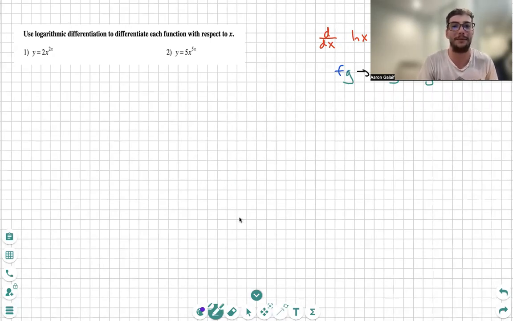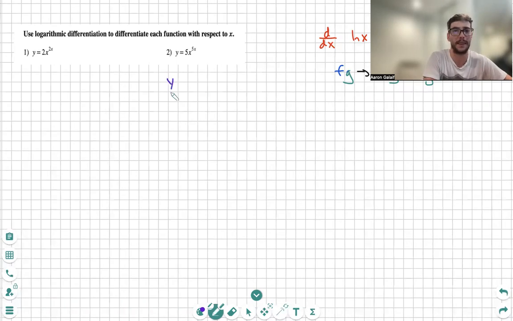So these can be quite difficult at times, so we've got to make sure we're going slowly when we go through these and make sure we hit every step. We need to recall that deriving an ln of x turns into 1 over x times the derivative of whatever's there. And product rule: derive the first, keep the second; keep the first, derive the second.